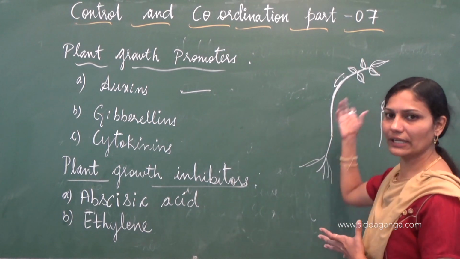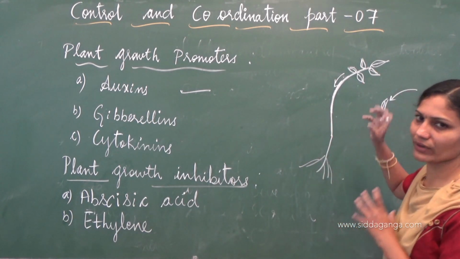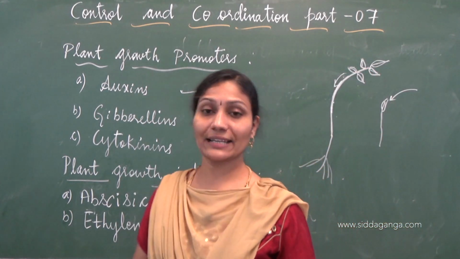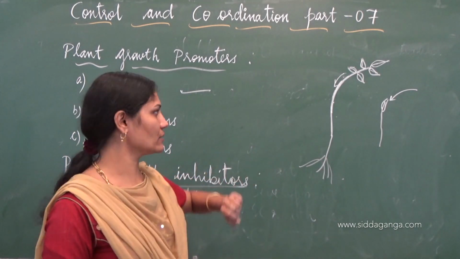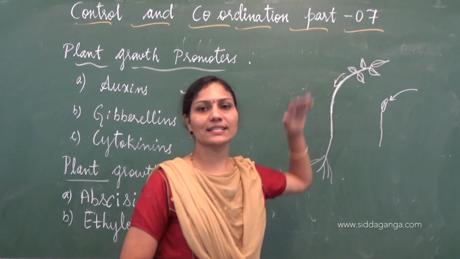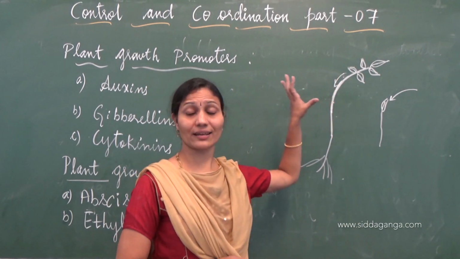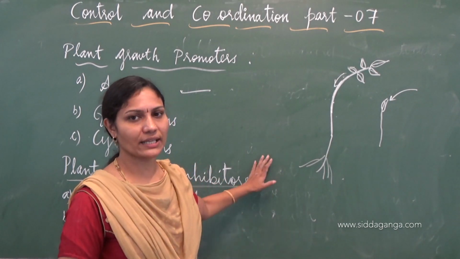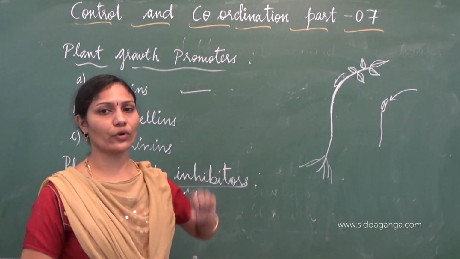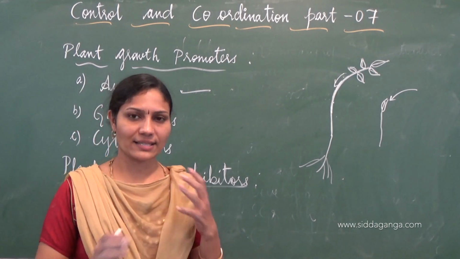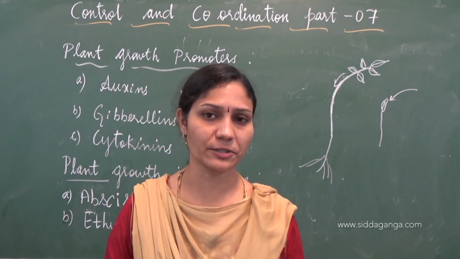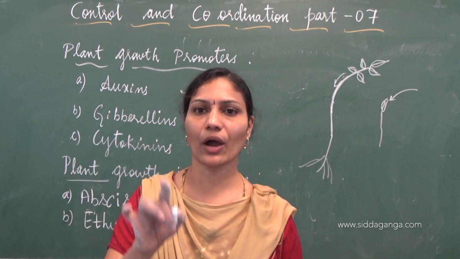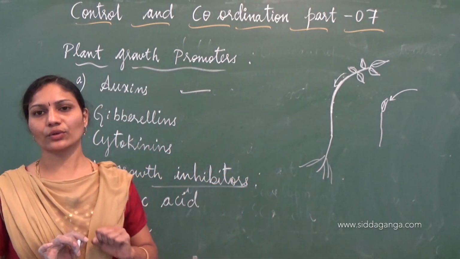So auxins, on recognizing the light, diffused towards the shady part of the plant. That is the reason why, after a few days, it appears that the shoot is bent towards the sunlight. So auxins are the ones responsible for the elongation of the cells. This is the role of auxin. Also in the last class, we spoke about thigmotropism, and we quoted the example of tendrils coiling around a support. Let's understand the role of auxin here.